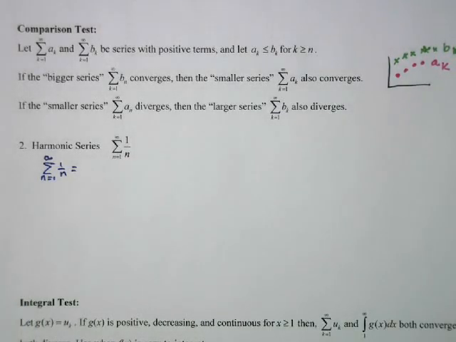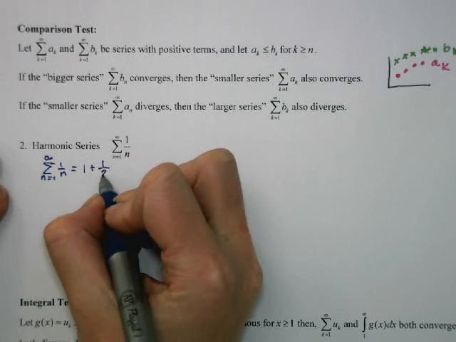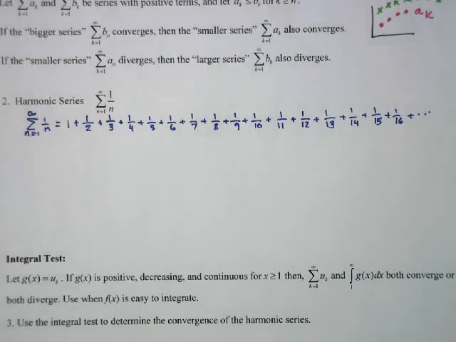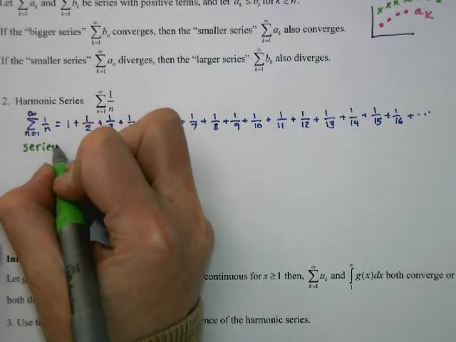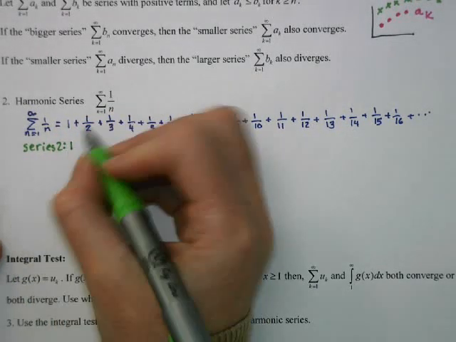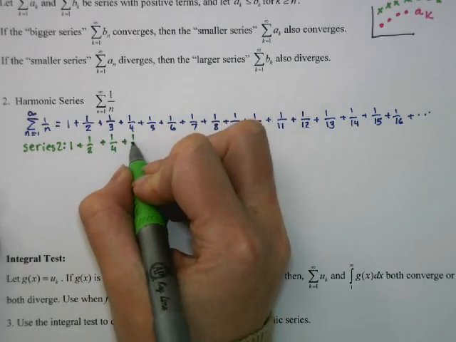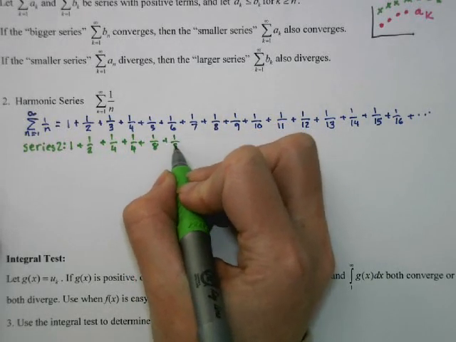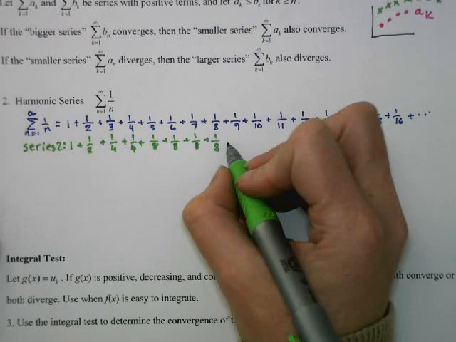So I'm going to do a comparison with the harmonic series. I'm going to write out the first 16 terms of the harmonic series. I'm going to pause while I do this. So there are the first 16 terms of the harmonic series. I'm going to compare that to what I'm just going to call series 2, which is going to start with a 1, then a 1/2, then two 1/4s, then four 1/8s, and the rest of these are going to be 1/16.